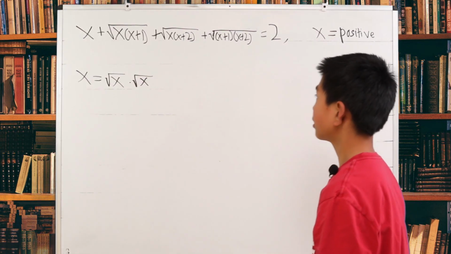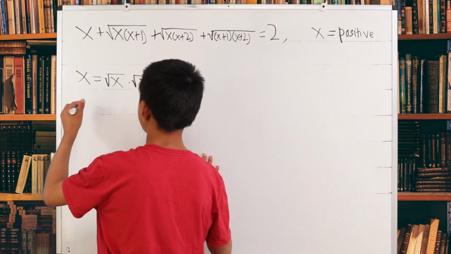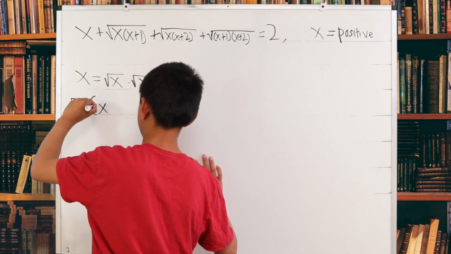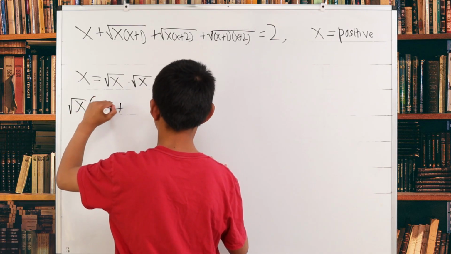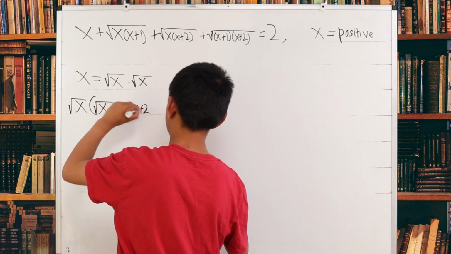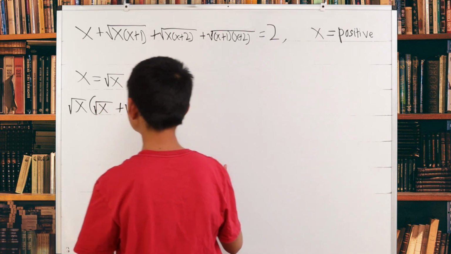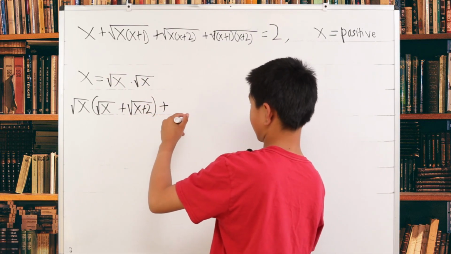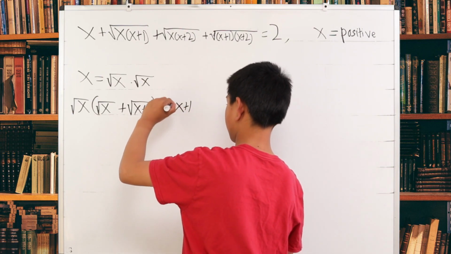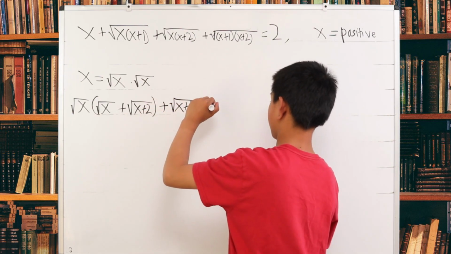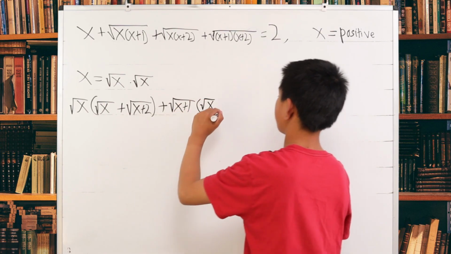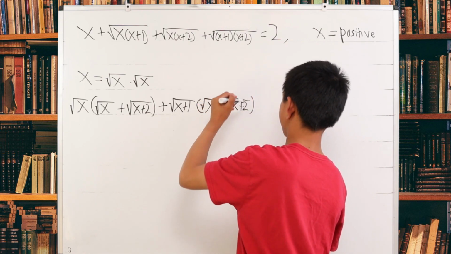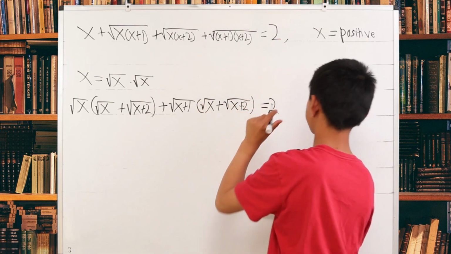So now we can rewrite the entire equation. We take out the factor of the square root of x, and then this is just the square root of x plus the square root of x plus 2. That's these two terms. Now we do it for the other two terms, except we take out the square root of x plus 1. This is now the square root of x plus the square root of x plus 2. And all of that is still equal to 2.